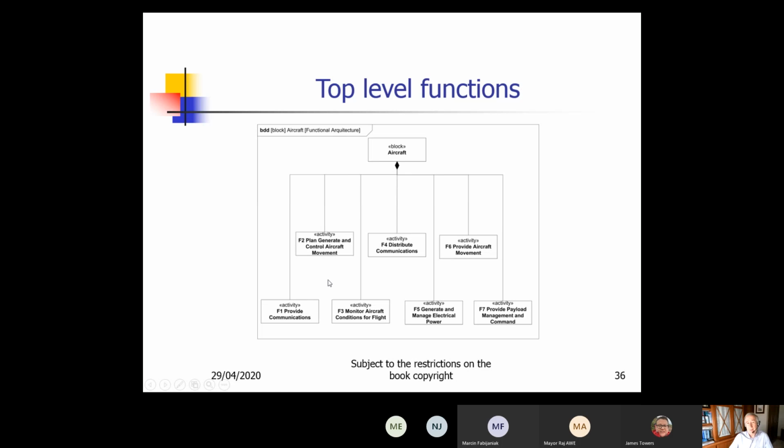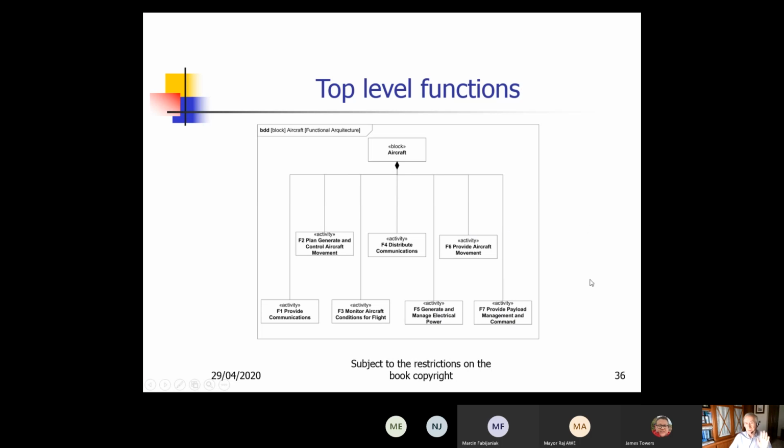functionalities of our aircraft. Provide communications, plan and generate control aircraft movement, distribute communications, monitor aircraft conditions, very important for health, provide aircraft movement, generate and manage electrical power, and provide payload management and commands. This is the first high-level description.